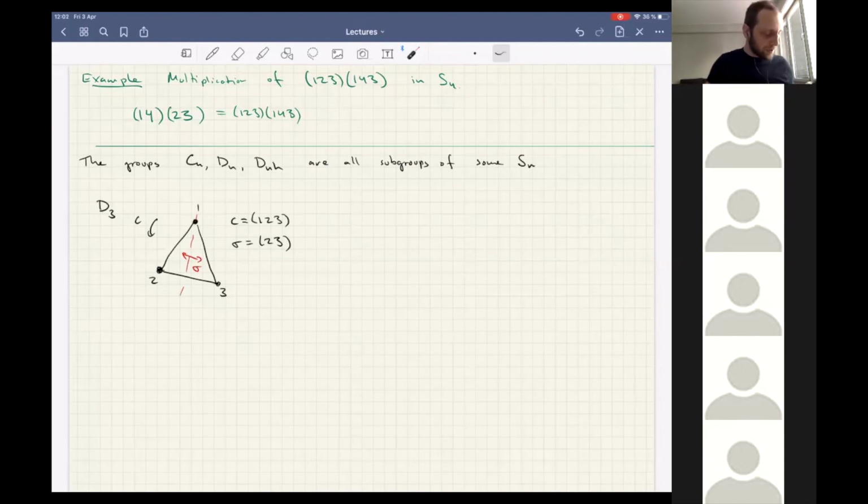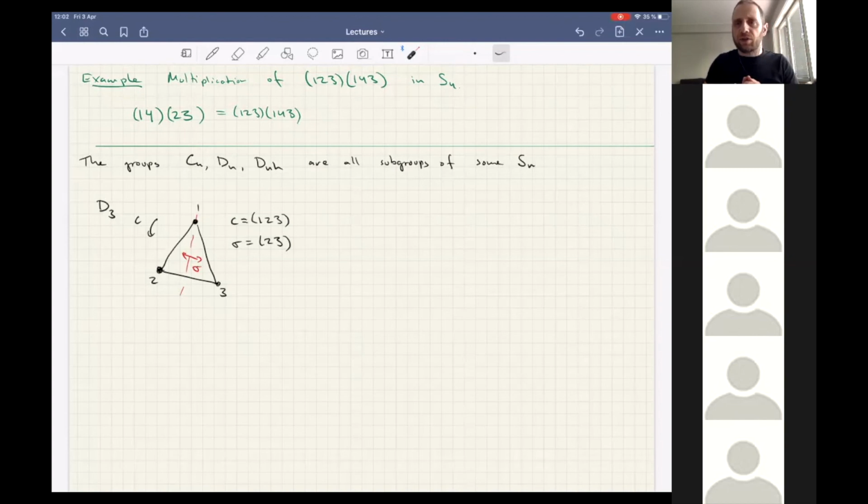We're already 1 minute past. There is another example, and afterwards when I put these lecture notes online, you will see that D6 is naturally in exactly the same fashion a subgroup of S6. That's about it for today.